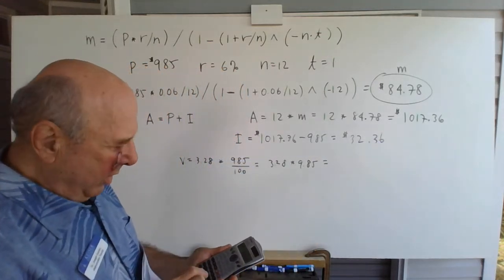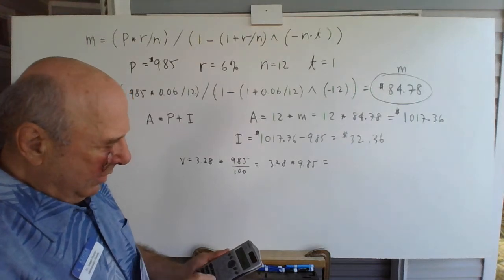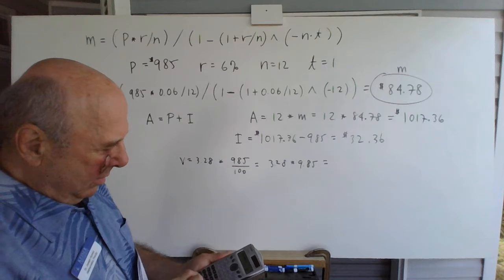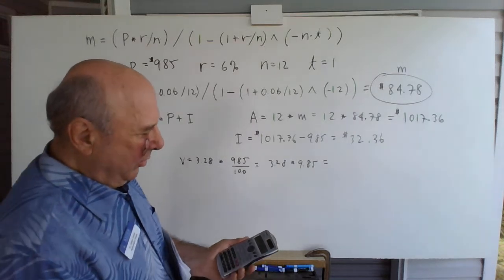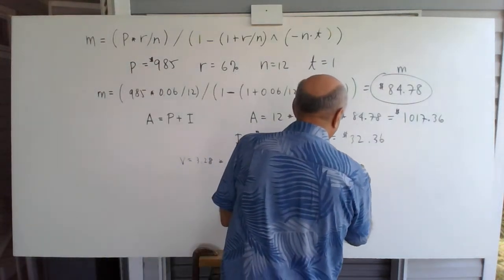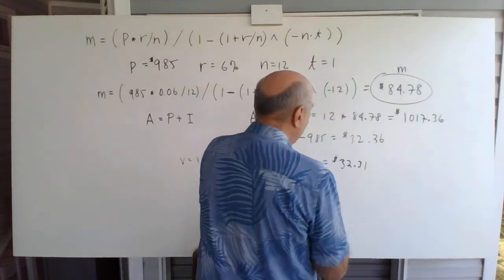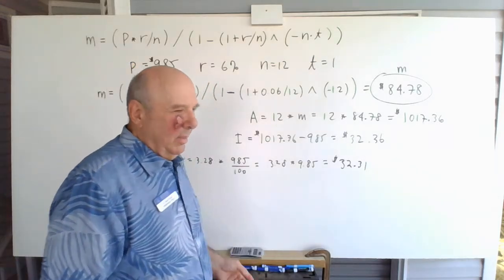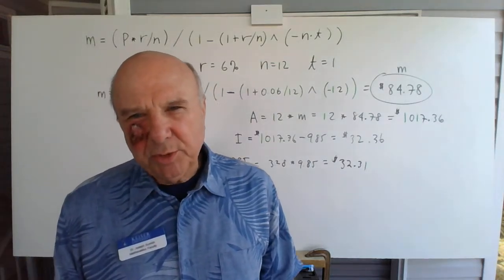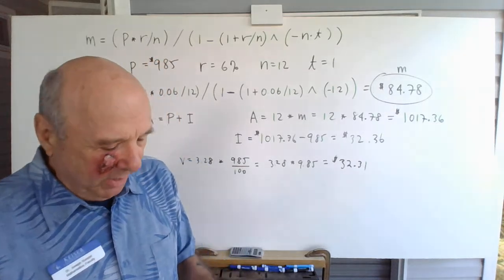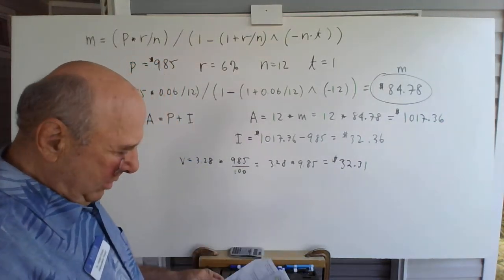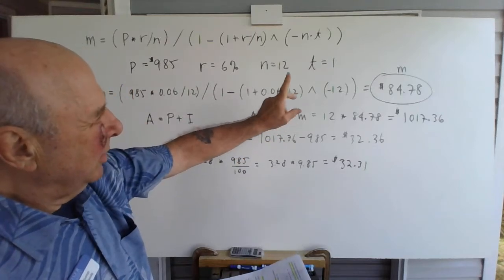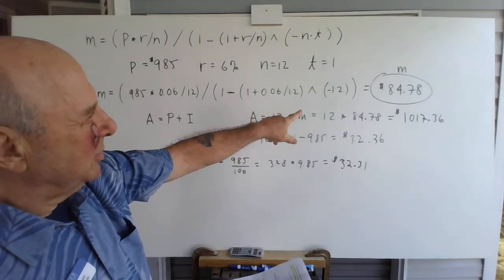Sometimes these don't agree, unfortunately. I get $32.31. So there's a discrepancy of a nickel depending on which method you used. Typically these do match up much better than this, but at any rate, the answer to the question is $84.78 is the monthly payment.